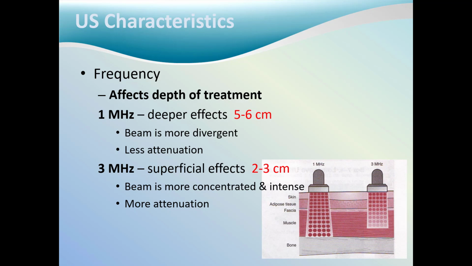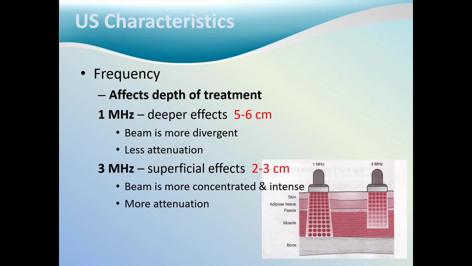Low frequency, or 1 megahertz ultrasound, is utilized to treat deeper tissues. A 1 megahertz output targets tissues up to 5 or 6 centimeters deep. 1 megahertz has a beam that diverges more than high frequency, or 3 megahertz, ultrasound. The amount of attenuation depends on what tissue the ultrasound waves come into contact with. Remember that attenuation is a decrease in the amount of sound waves transmitted due to increased absorption. We see less attenuation during 1 megahertz ultrasound treatments.